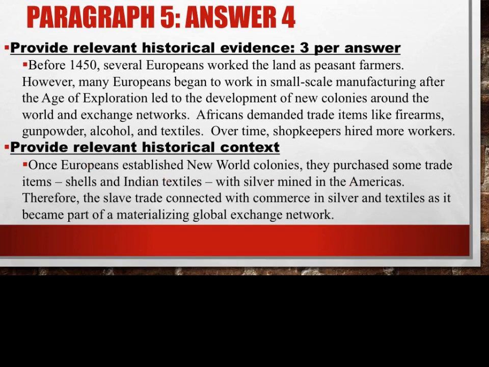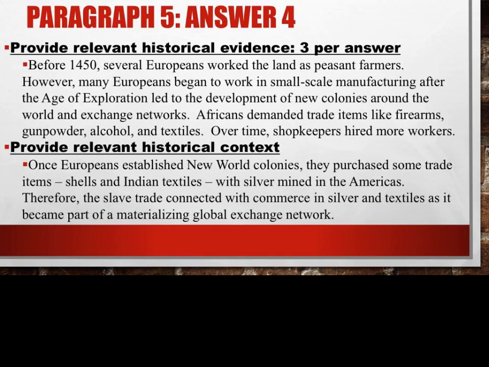So here is another great example of your world historical context. You've put it into a global view here. So therefore, the slave trade connected with commerce and silver and textiles as it became part of a materializing global network. So in 2 sentences, I've given my world historical context for the 4th answer.